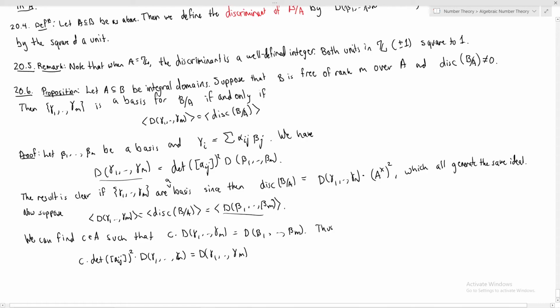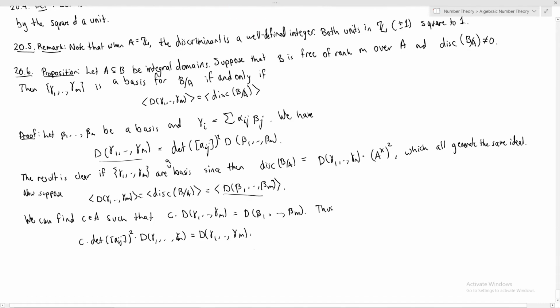Since this is non-zero, essentially when we want to use integral domain, so I claim this thing is not zero. So note that, well, I know the discriminant of the beta i's is non-zero by a hypothesis. It's not equal to 0 since the discriminant of B over A is not equal to 0.